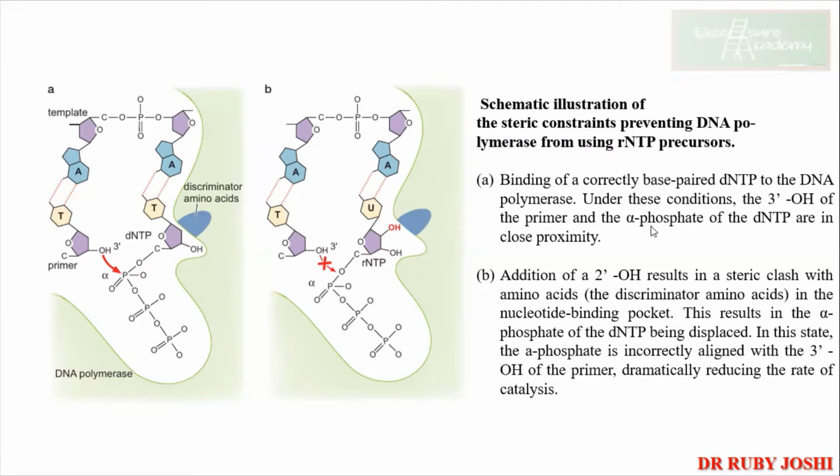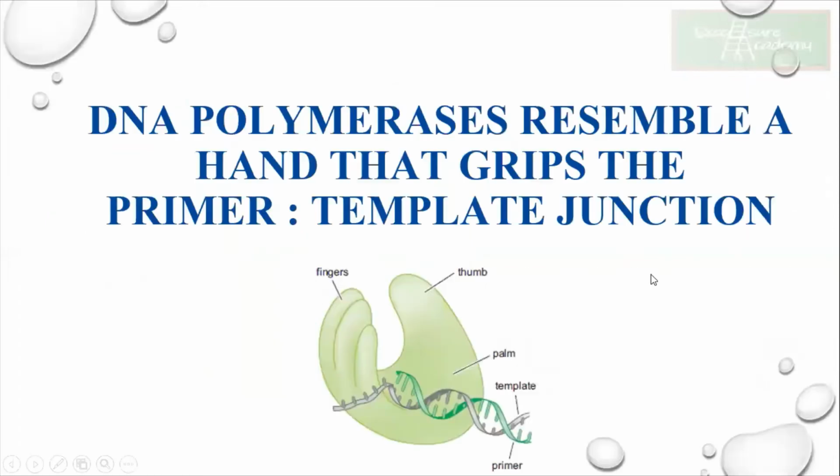And all these figures have been taken from the Watson reference book. So if you have any doubts, you can go back and refer to Watson. Now, coming to the DNA polymerase, it resembles a hand which grips the primer-template junction. So let's talk about how the DNA polymerase looks. The gray one is your template and the green one is your primer, and this is how the DNA polymerase looks.